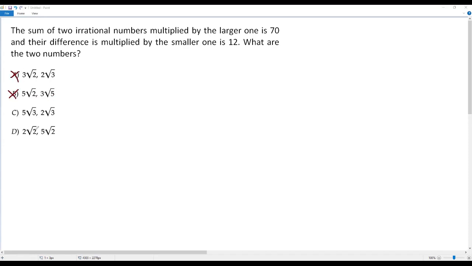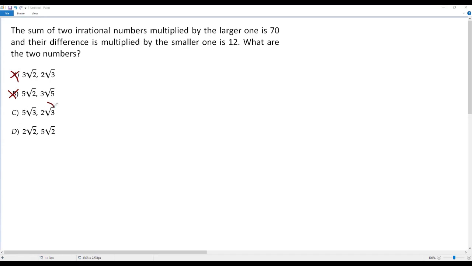In C and D, we have the same number inside the radical sign, that is 3 over here, 3 over here, here 2, 2. So answer choice C or D must be correct. Let's verify answer choice C, whether it meets the conditions given in the question.